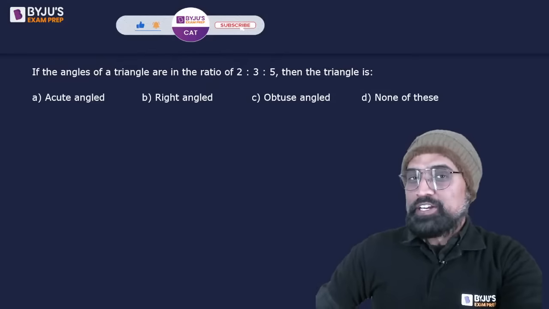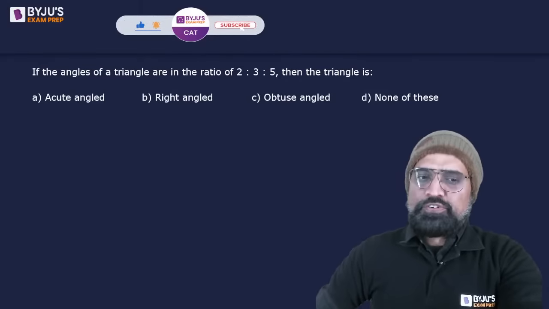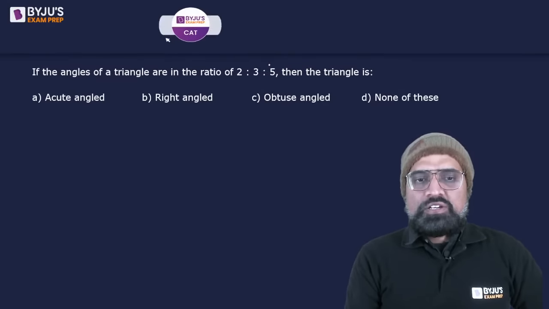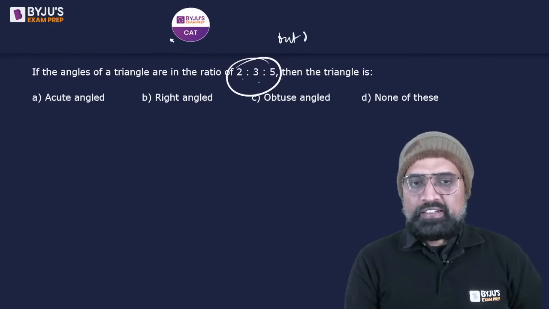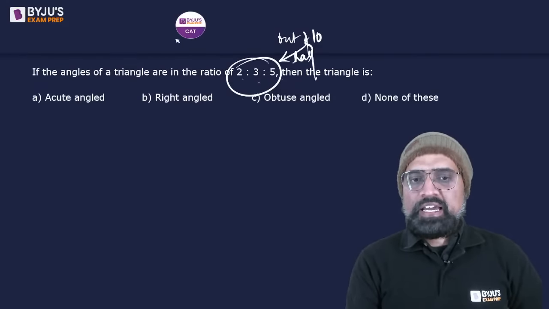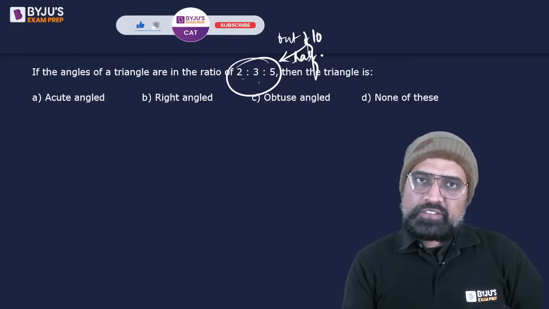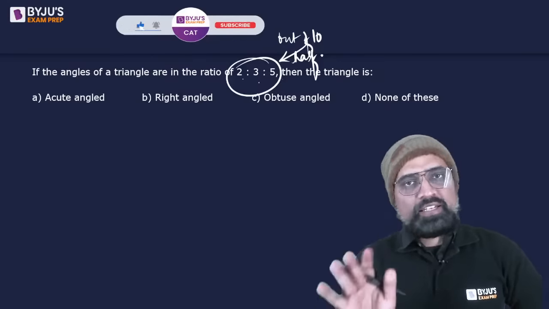You don't have to find out what 2 represents, what 3 represents. Straightforward. So can I say out of 2 plus 3 plus 5, out of 10, half is taken by one of the angles at the vertices? Total का आधा एक अकेला ले लिया.